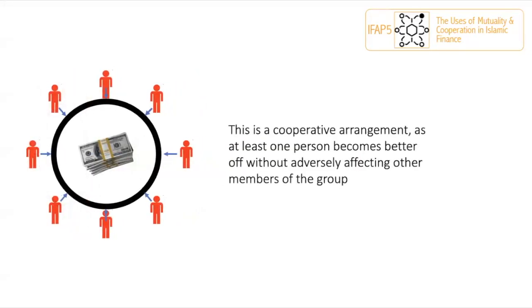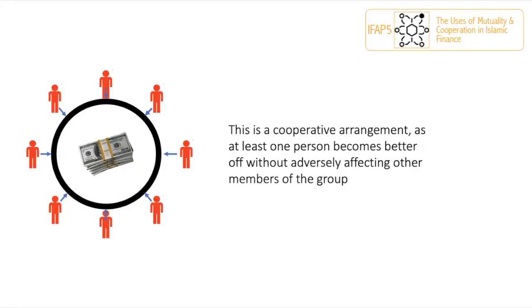So this is a cooperative arrangement, as at least one person becomes better off for a certain time period without adversely affecting other members of the group. So this is a very simple example of mutuality. And this will not be considered as prohibited gambling.